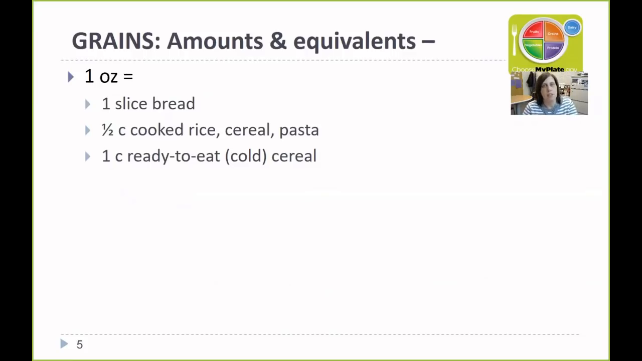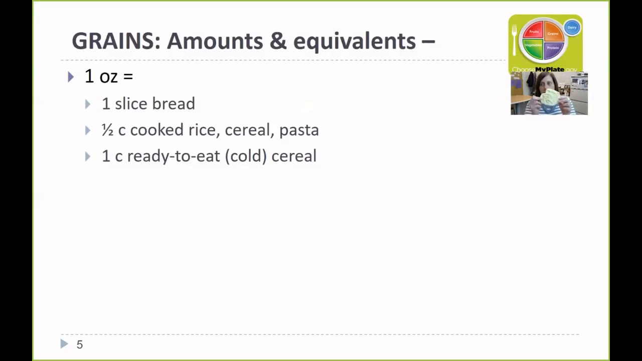But in order to figure out how many equivalents you've consumed when you're eating food, you need to know the quantity, size, and amount of food that you consumed and how that relates to equivalents. So 1 ounce grain equivalent is the same as 1 slice of bread. I've got my food models here. This is just a standard slice of bread, and this would be considered a 1 ounce equivalent. The next one is a 1/2 cup of cooked rice. Cereal or pasta is also a 1 ounce grain equivalent.